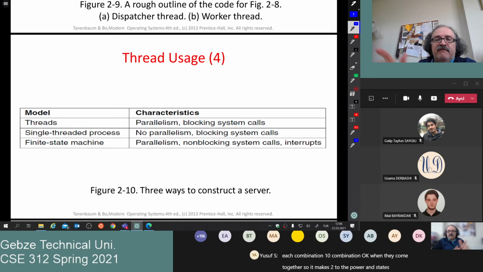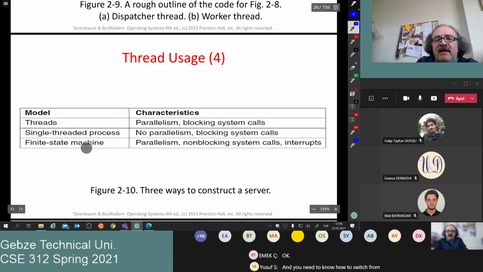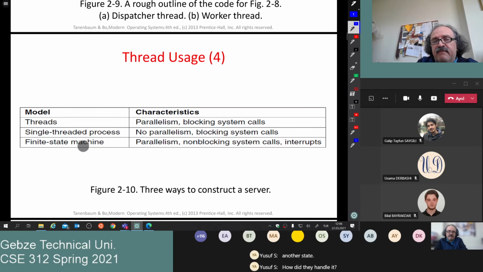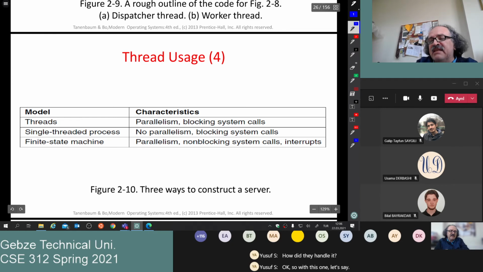Let's say I am handling 5 clients at the same time. Now I got an interrupt. The interrupt says that the data is ready. So I need to know which data is ready, which client has that data, and I need to say, okay, this is your data, client number something. So I need to keep track of all that information. That makes it complicated.